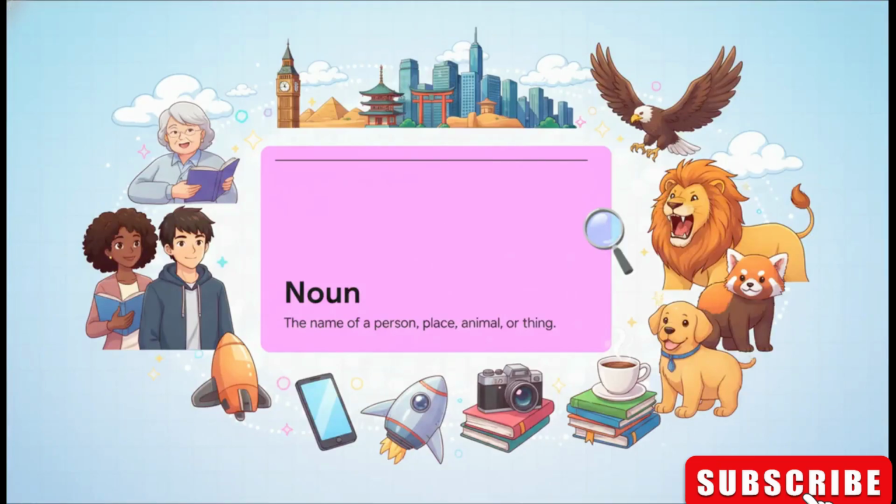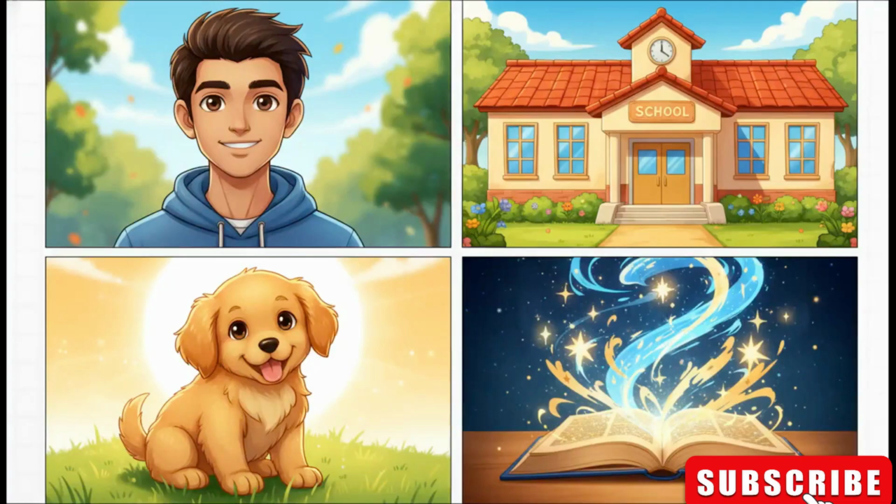First up on the team, we have the noun. A noun is, well, it's just a naming word. That's it. It gives a name to a person, a place, an animal, or a thing. Pretty simple, isn't it? For example, Ram is a person's name, school is a place, dog is an animal, and book is a thing. All of these words you see here are nouns. Basically, they're the who or the what of your sentence.